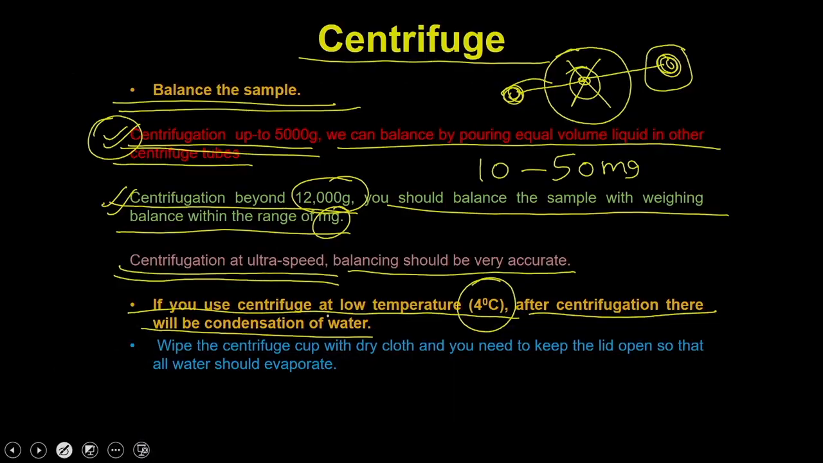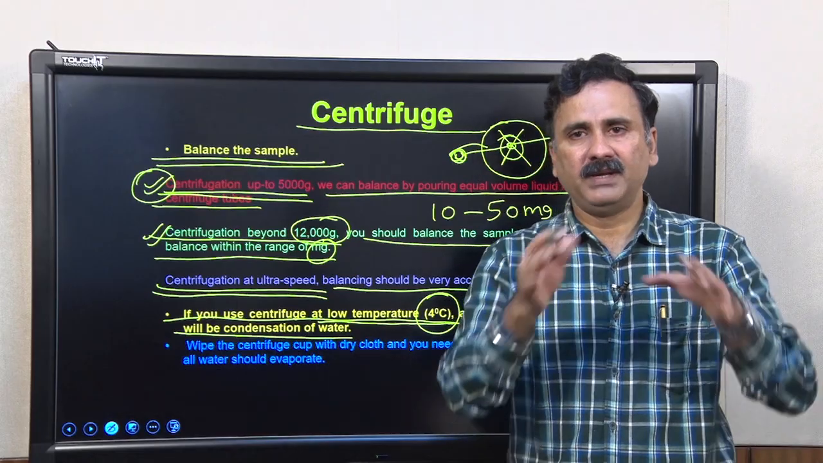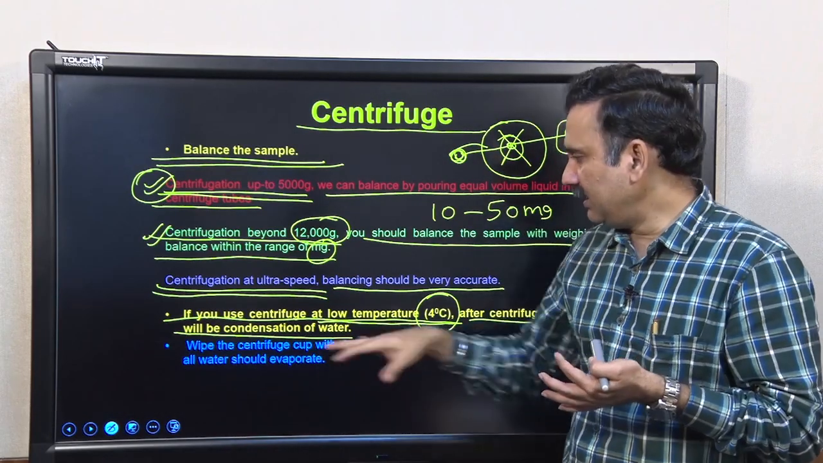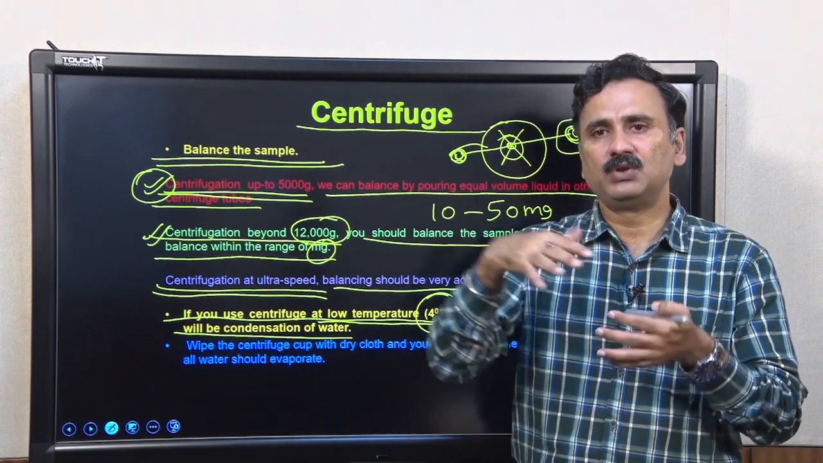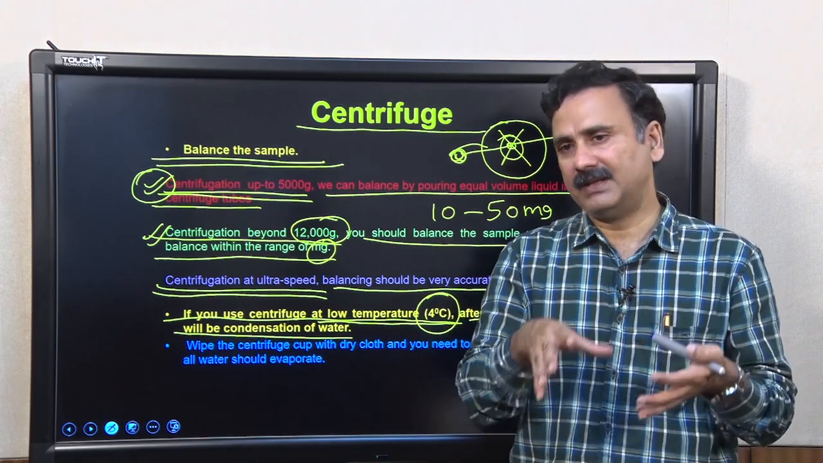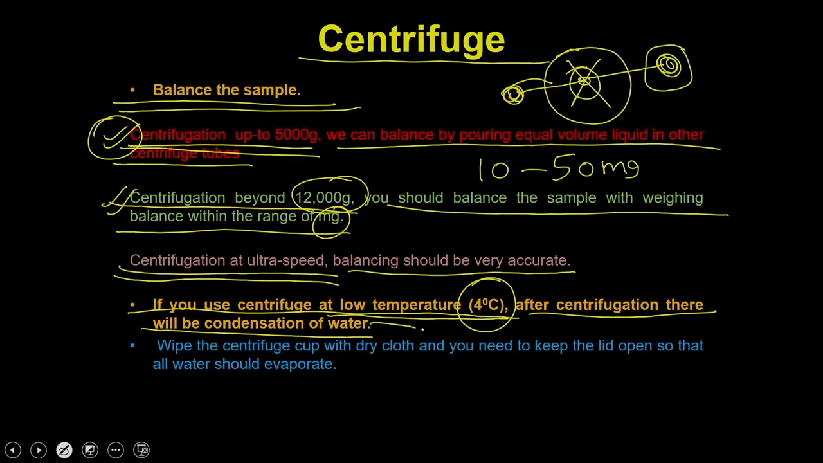So if you run the centrifuge at low temperature, ice is going to form inside the chamber, and if you leave it, it is going to cause condensation of the water, and eventually there will be water formed within that chamber, and that water is going to damage the sensors placed just below the rotor. So just below the rotor there are sensors. In sophisticated centrifuges, you have sensors placed to monitor the speed of that particular rotor.